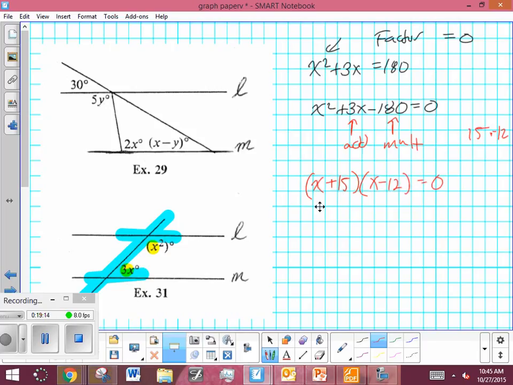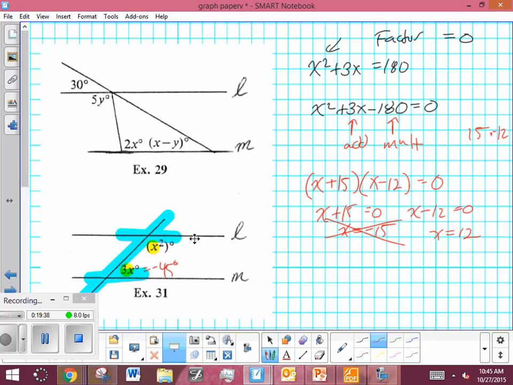Set that equal to 0. So x plus 15 has to be 0, or x minus 12 has to be 0. So that solves x to be negative 15 and x to be 12. Now I just got to check which ones of these work. If I plug in negative 15 right here, I get negative 45 degrees, and you can't have an angle measurement that's negative 45 degrees. So that is an extraneous root, or extraneous solution.